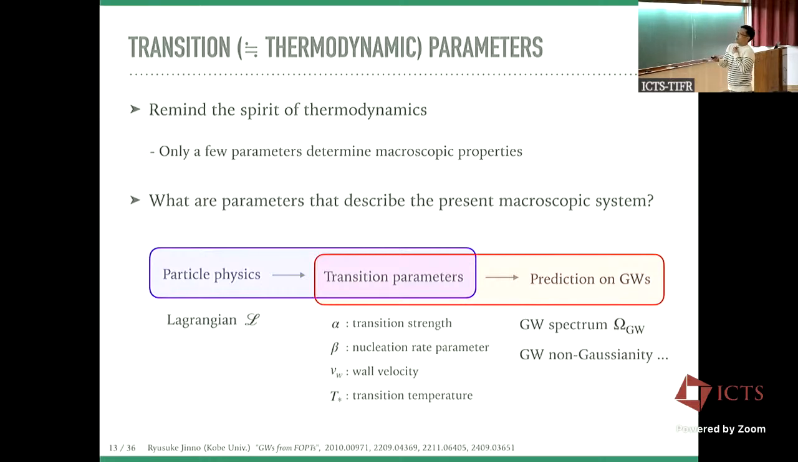So we start from the Lagrangian. This is microphysics, particle physics, but eventually the outcome is gravitational waves, that is the gravitational wave spectrum or gravitational wave non-gaussianity, and so on. And in order to translate this Lagrangian into the final gravitational wave spectrum, we often translate the Lagrangian into 4 or 5, I don't know, but 4, 5, 6 parameters: alpha, beta, v_w, and T star. And I will explain these parameters in the next slides.